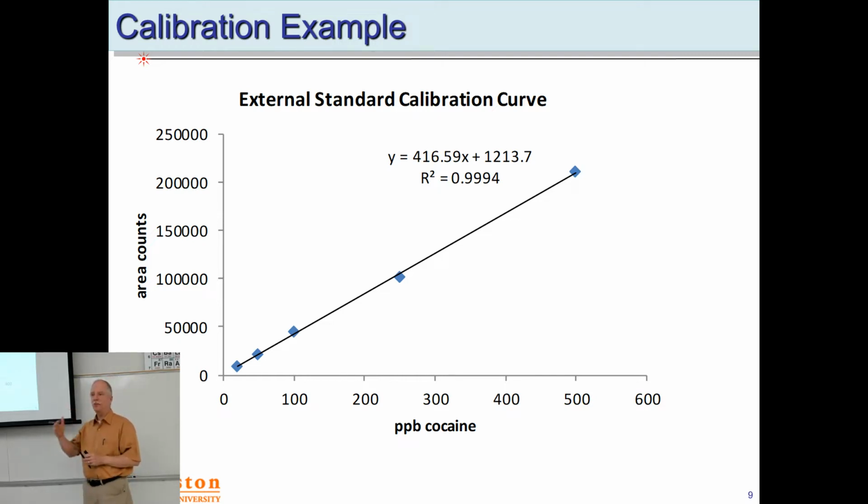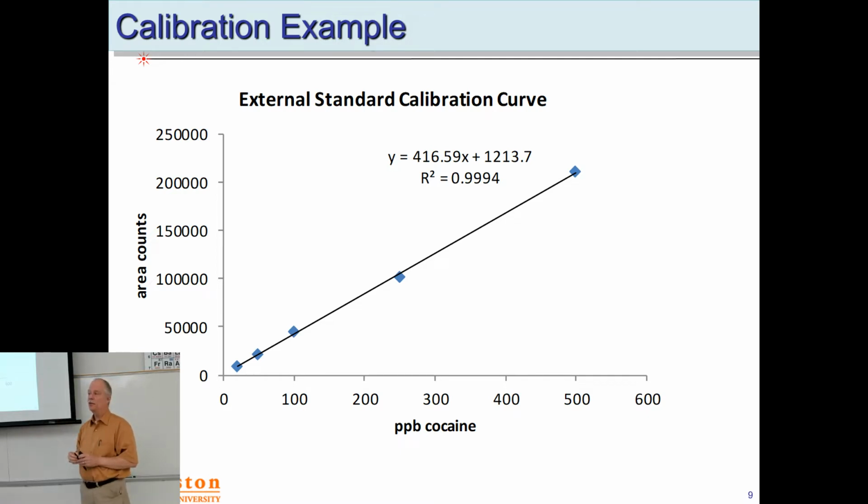Sometimes you'll have in your procedures a requirement on your R squared. It'll say, make up your standards, make 5 standards over this range of concentrations. In this case, we have parts per billion cocaine. It may say the range must cover 2 orders of magnitude or 3 orders of magnitude. In this case, we're all within the hundreds, so we're just within 1 order of magnitude.